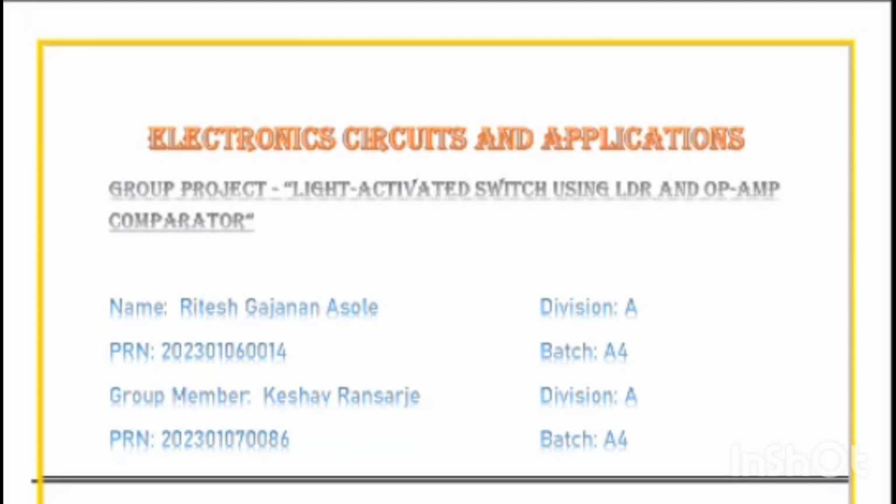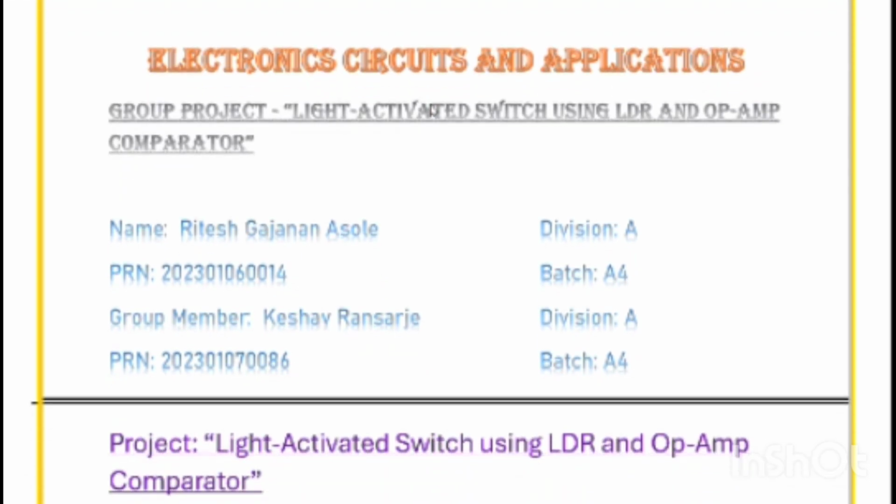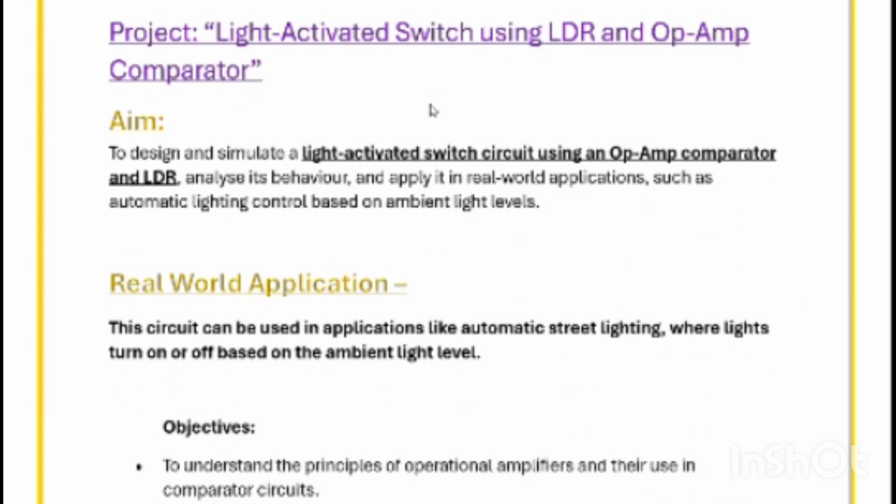I am a student of MIT Academy of Engineering, and under the course of Electronic Circuits and Application, we are having a group project titled Light Activated Switch using LDR and op-amp comparator. I am Ritesh Asole from A Division with PRN 202301060014, batch A4. I am having Keshav with me. So our aim is to design and simulate the light activated switch circuit using op-amp comparator and LDR.